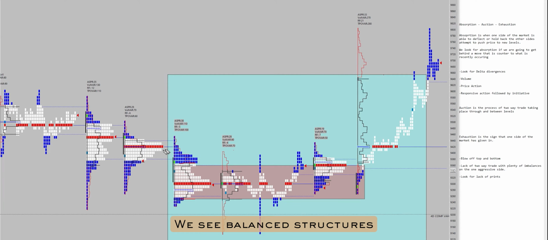We see balanced structures, two back-to-back, a move outside, but no really trending move whatsoever. Price closes above the point of control, closes at the point of control within the structure.